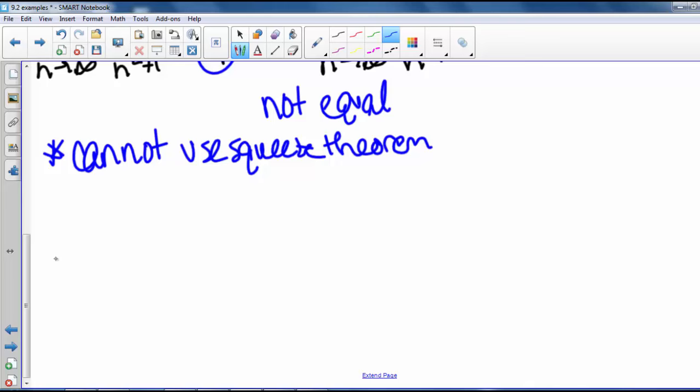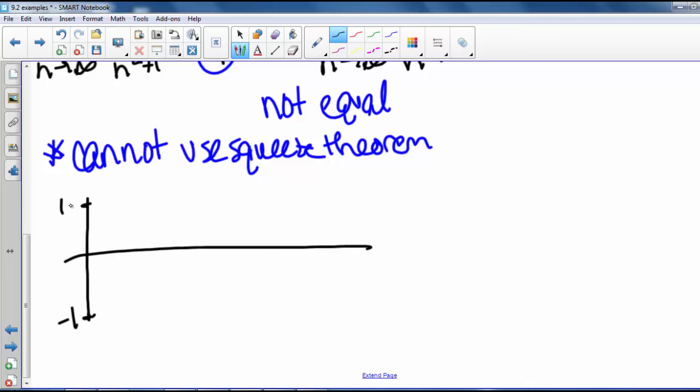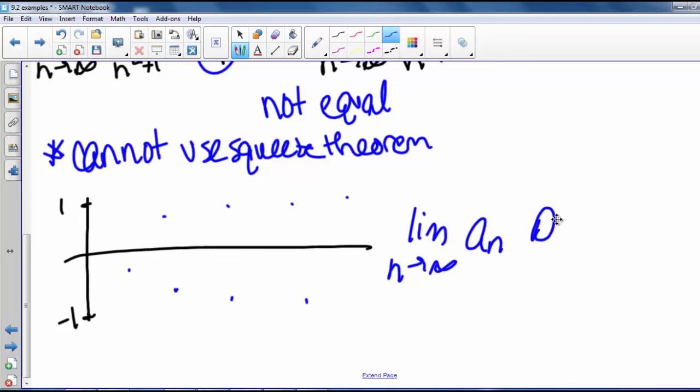If we were to plot some of these terms, we would find that what our sequence does is it gets further and further away. If we were to plot some of these terms, we see that it does stay between negative 1 and 1, but it doesn't converge to a number. The limit as n goes to infinity of a sub n does not exist and diverges because it bounces back and forth.